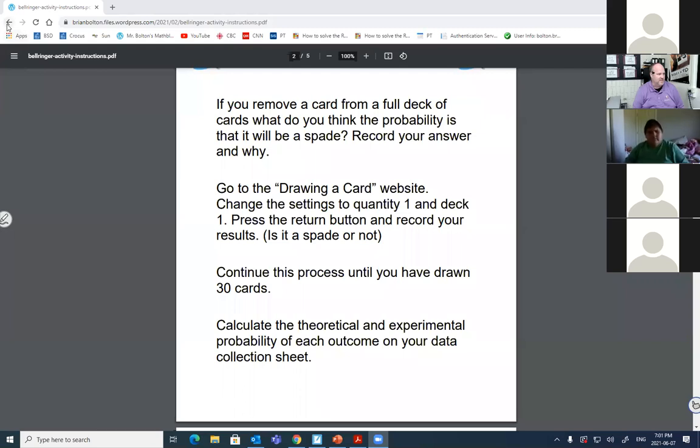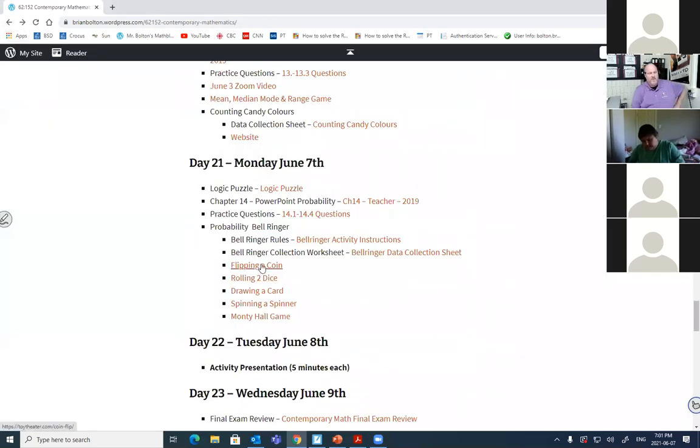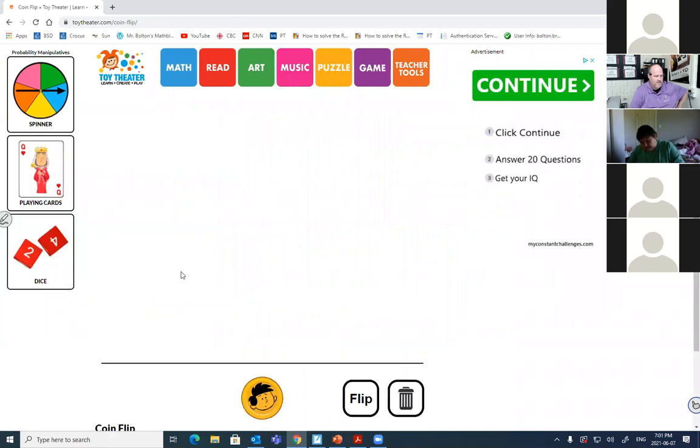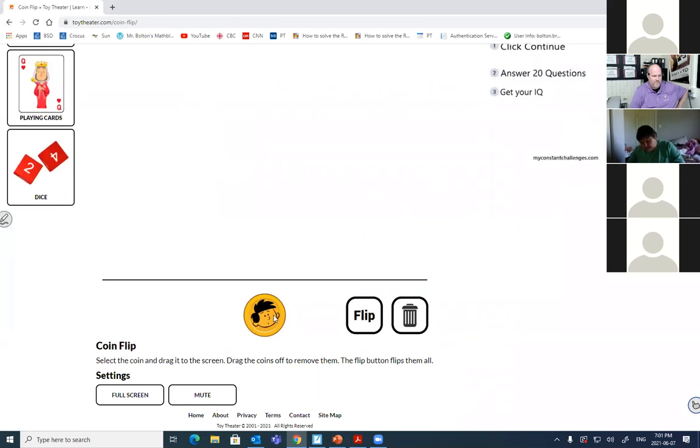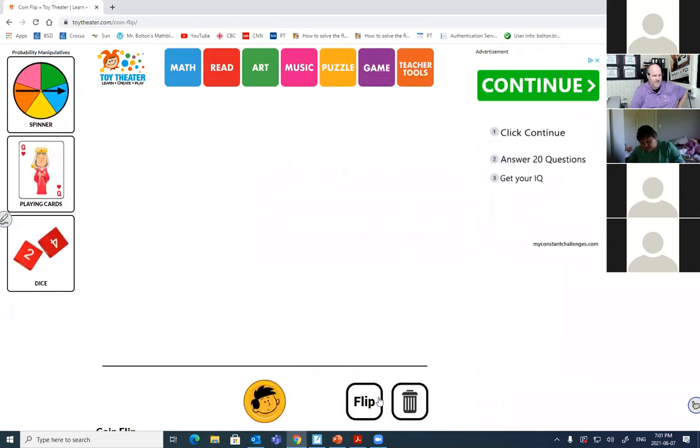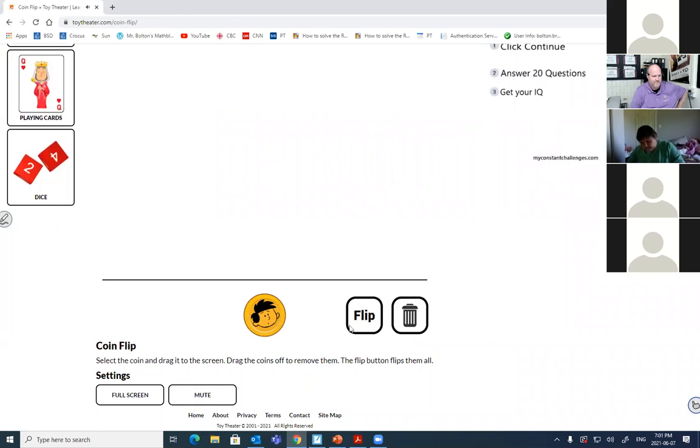So that's that one there. So let's look at some of these other ones here, just so you understand the website. Flipping a coin. Flip. Nope. Why is my flip not working? Hang on. Flip. Where is it showing it here? So, select the coin to drag it to the, never mind. Okay, if I actually knew what I was doing. There we go, sorry. So there's tails.